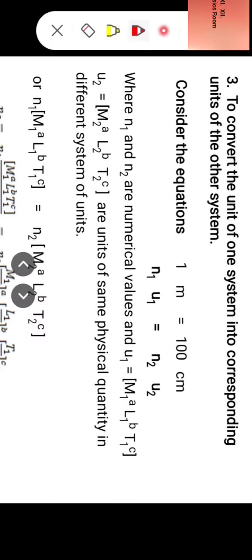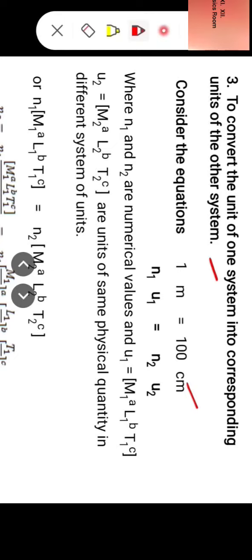And now we take up the third application of dimensional equations, that is to convert the unit of one system into corresponding units of the other system. Consider the equation 1 meter equal to 100 centimeter, where meter is unit of MKS system and centimeter is unit of CGS system. So 1 is numerical value and 100 is also numerical value, and M corresponds to the system of units MKS and CM corresponds to system of units CGS.